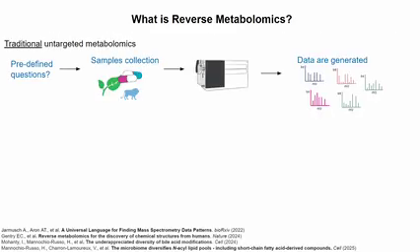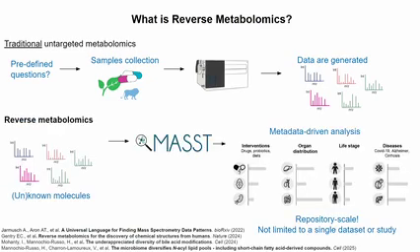Again, with reverse metabolomics compared to traditional: in traditional, you start with a defined question, a predefined question you want to address. You design your experiment, you collect the sample, you run the sample, you generate the MSMS spectra. Reverse metabolomics is a little bit the opposite way, right? You start with an MSMS spectrum and you want to know in which data set, or where, this molecule is found in the public domain.